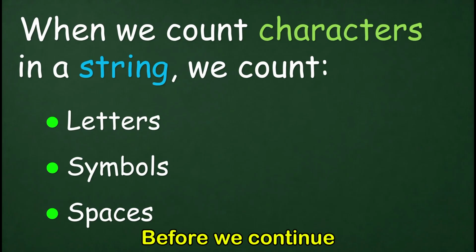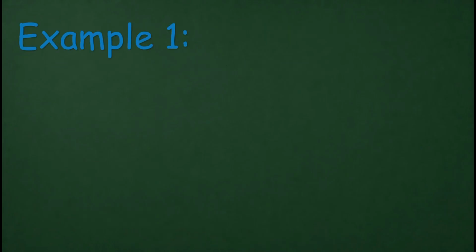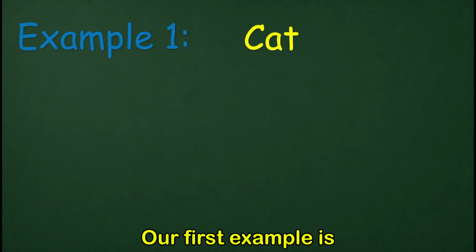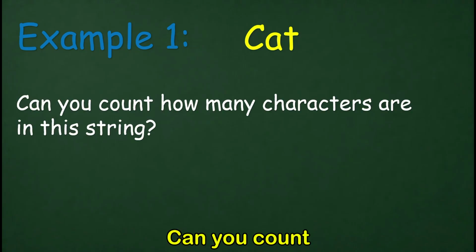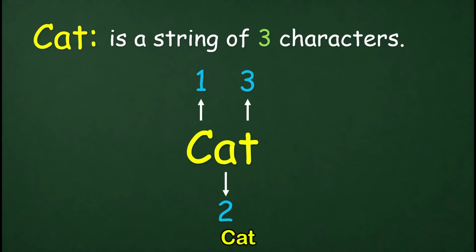And before we continue, let's check the practice from last lesson. Our first example is "cat". Can you count how many characters are in this string? Take a few seconds to think about it. Yes, "cat" is a string of 3 characters, C, A, and T.